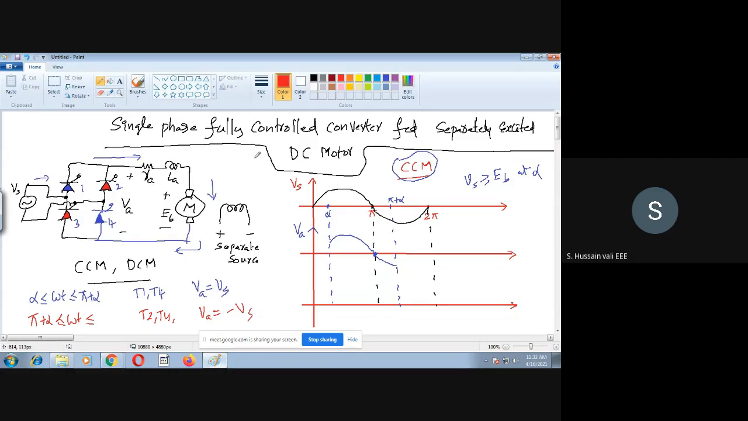Why I'm saying minus VS is that here the VS is now negative. As the VS is negative, this negative terminal will be positive, whereas the positive terminal is now negative. You can easily understand this thing. And I forgot that this is not T4, it is T3. So T2 and T3 will conduct, so VA is equal to minus VS. So it becomes positive. That's what I'm saying. Let me draw this positive part.